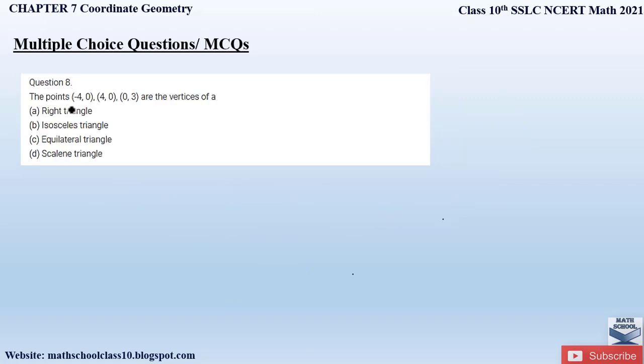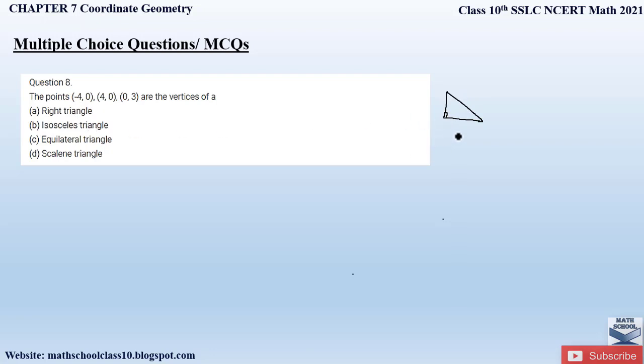Question number 8. The points minus 4, 0, 4, 0 and 0, 3 are the vertices of. Here they have given us the 4 options: right angle, isosceles triangle, equilateral triangle and scalene triangle, right? So we have to find out the length of their sides by using these vertices. So as we know, in a right angle triangle, hypotenuse is the longest side. The sum of the squares of the other two sides will give you the square of the hypotenuse. If this property is satisfied, then it is a right angle triangle.